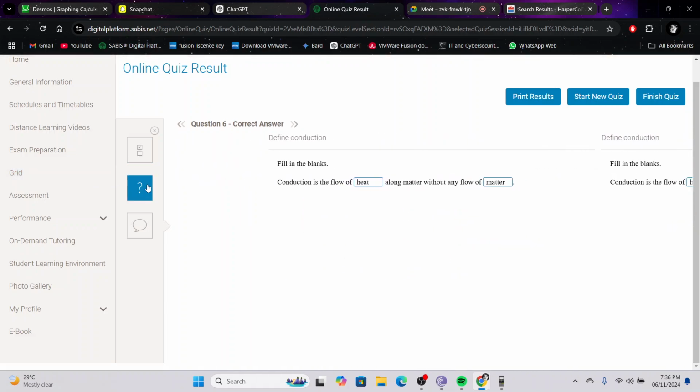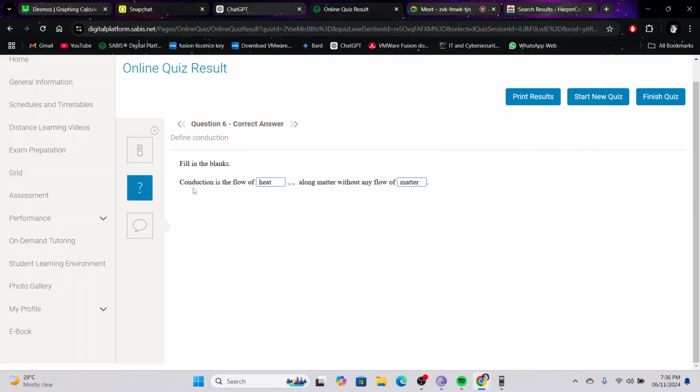Okay, question six. Thank you so much, Majd. Conduction is the flow of heat along matter without any flow of matter. Obviously, because your matter isn't moving. It's just the molecules and the particles inside.